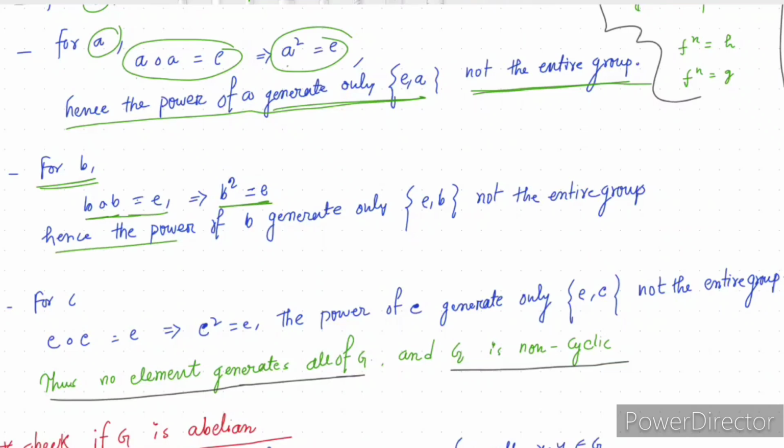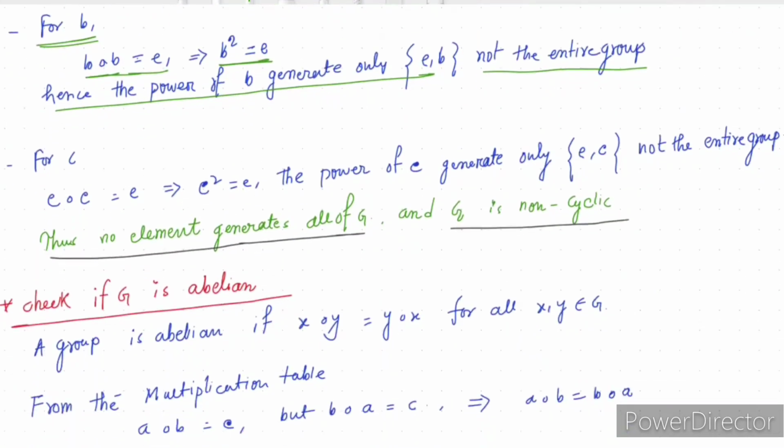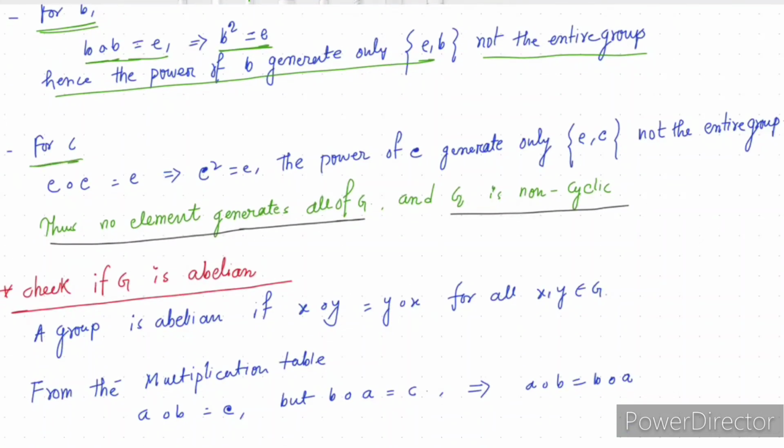Hence the power of B generates only this group, not the entire group. Similarly for C, C multiplied with C we get E, so C square equals E. So the power of C generates only this group, E and C, not the entire group. Entire group means E, A, B, C.